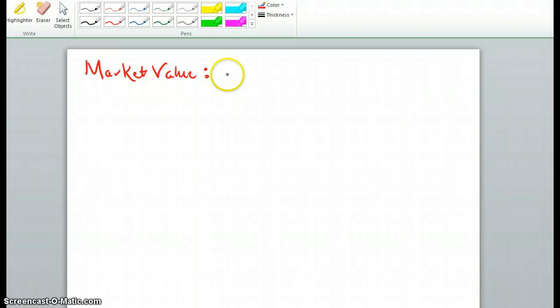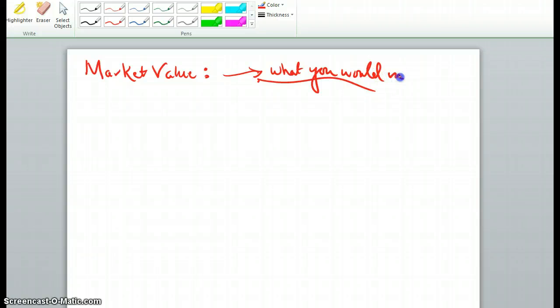I was trying to think of something extra profound to say, but I can't think of what it would be, except that it's what you would pay in the market for a share of stock. That's the market value. That makes sense. It's just exactly what it says.